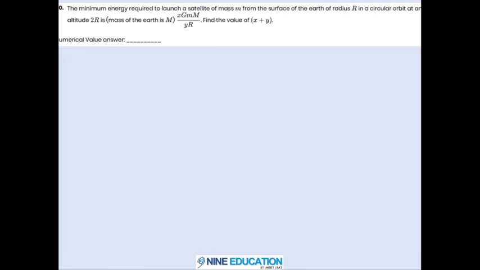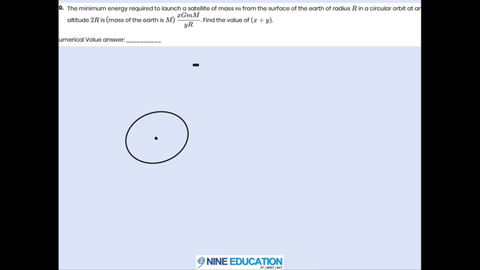Listen. The minimum energy required to launch a satellite of mass m from the surface of the earth of radius R into a circular orbit of altitude 2R is this much. Then what is the value of x and y? Okay. Try to draw the figure. It will be clear. This is the earth, and this is the satellite.